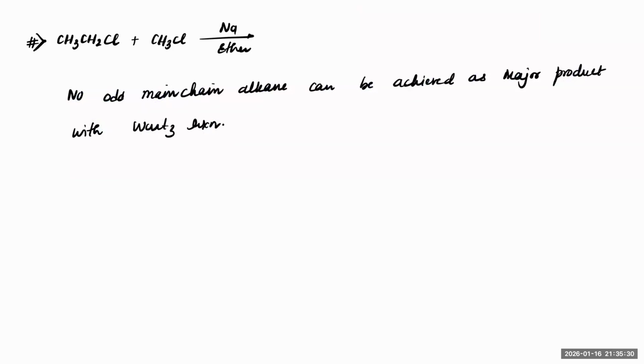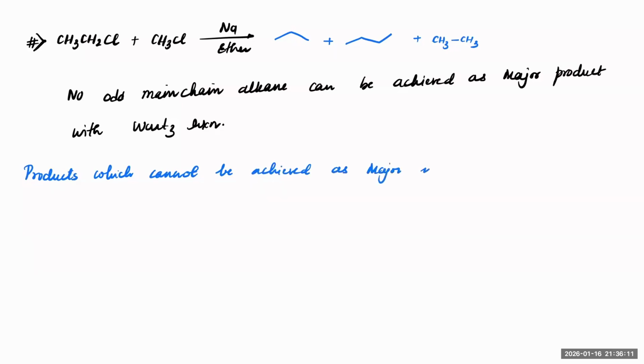Does that make sense? Why? I'll tell you. If you take ethyl chloride plus methyl chloride, do you get propane as a major product? No. Here you can get n-butane, you can get ethane also. All these three products are equally probable. So none of them is one major product. So which means products which cannot be achieved as major in Wurtz reaction.